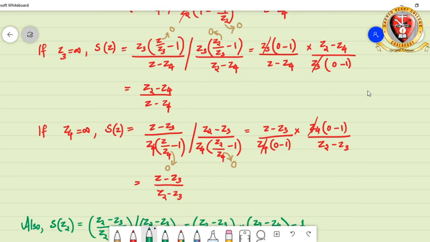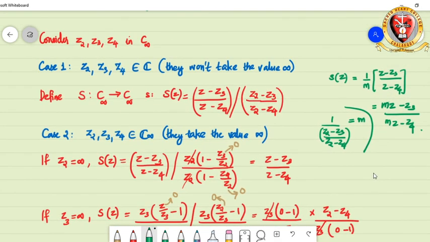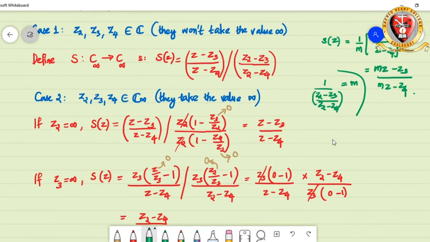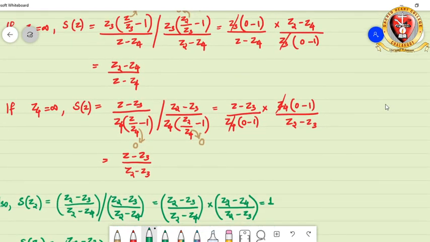So these are very important calculations we obtained, definitions we obtained. That means we defined S of z for z2, z3, z4 coming from the complex plane, and similarly we defined it if they are coming from the extended complex plane; we defined three of them, right? S of z is equal to this, S of z is equal to this, and S of z is equal to this one sitting here.